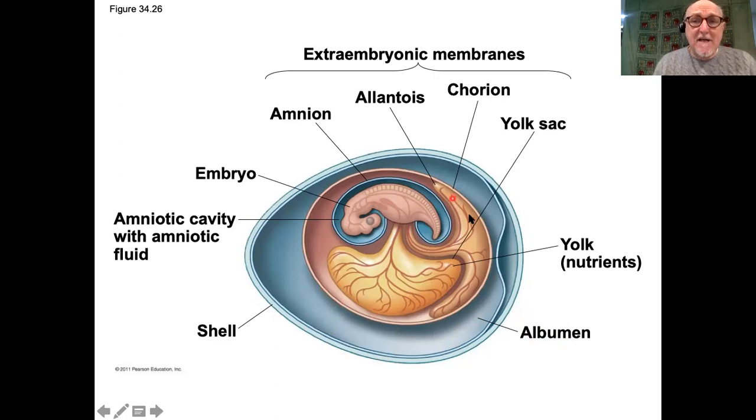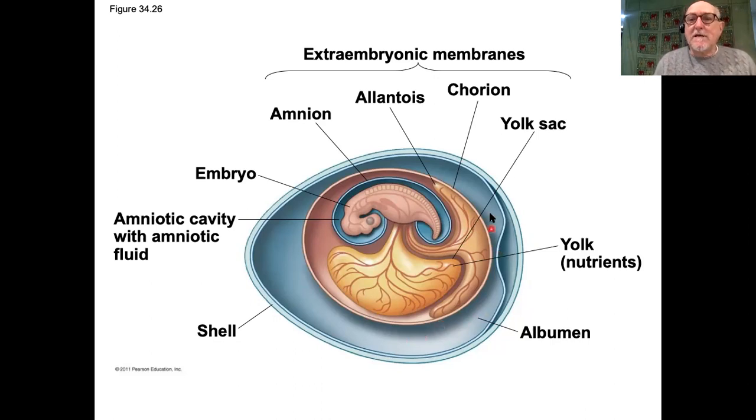I want to just emphasize some of the structures here, because in fact, we're going to see the same kind of structure throughout the vertebrates that we're going to talk about. And that may strike you as a bit strange, because you can think, well, what about us? What about things like humans? Where is our egg, so to speak?